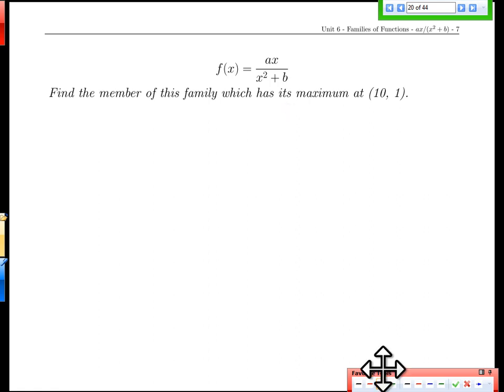Last but not least, if we think of a design question, if we want to design a function that has the same basic shape, but it has its particular peak at 1, 10, how would we go about finding that particular member of this family? So now we're looking for, we've got a suspect in mind, and we want to identify the family member that shares this particular characteristic, that it has its peak at x equals 1 and f of x equals 10.